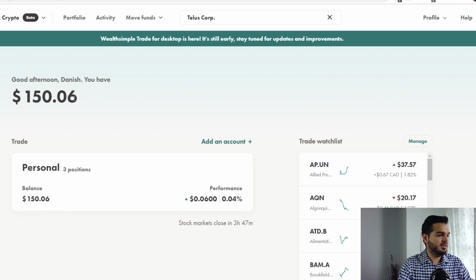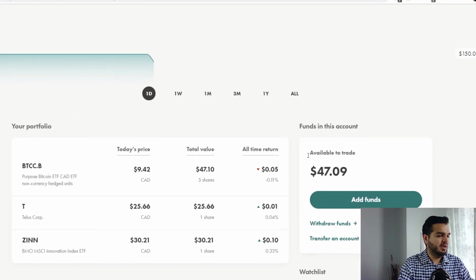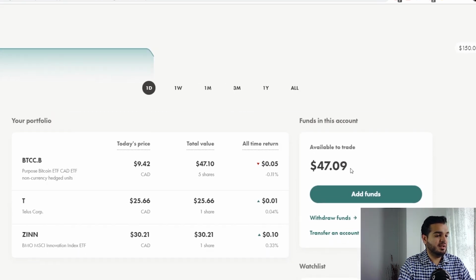Well, looks like my performance is relatively the same. I still have 6 cents over my initial investment. I now have 3 positions, and now I have $47.09 to continue to transact with. What's next on my list is another blue chip dividend stock I'm sure you're familiar with, Algonquin.